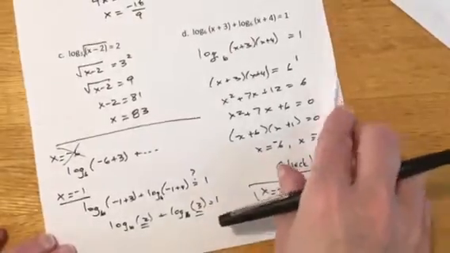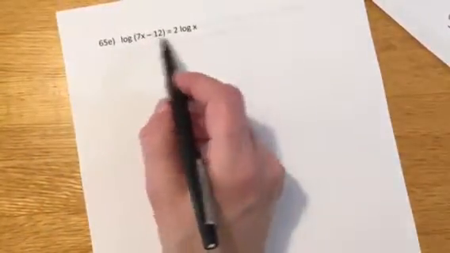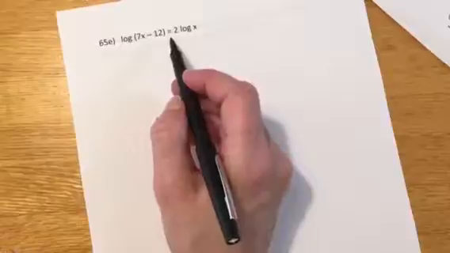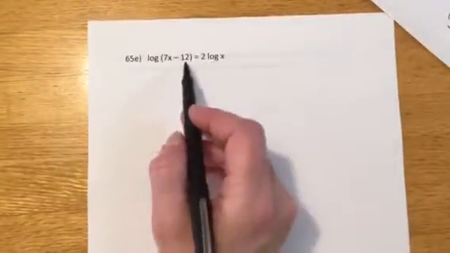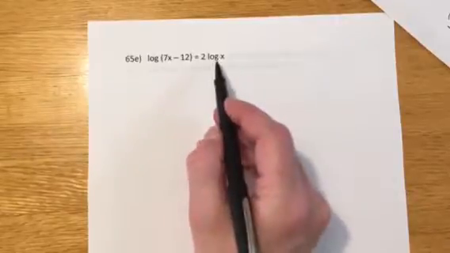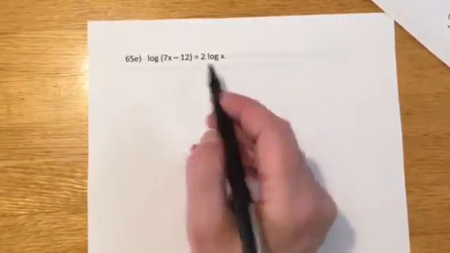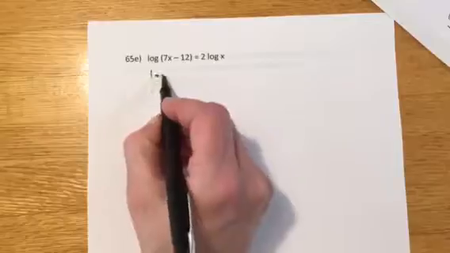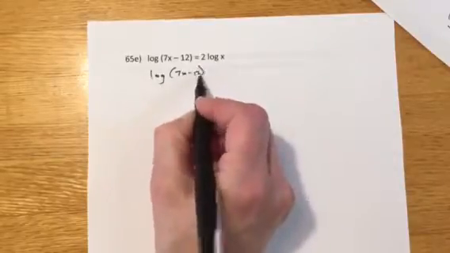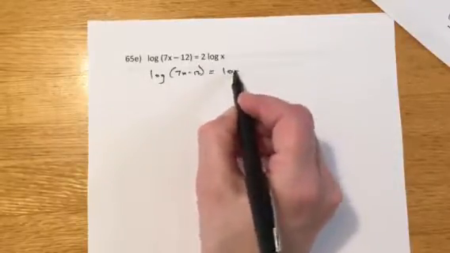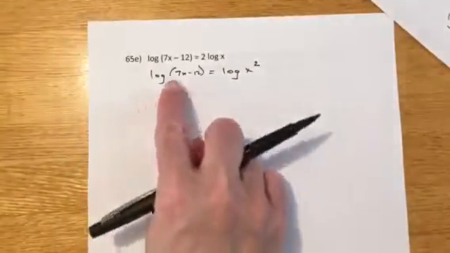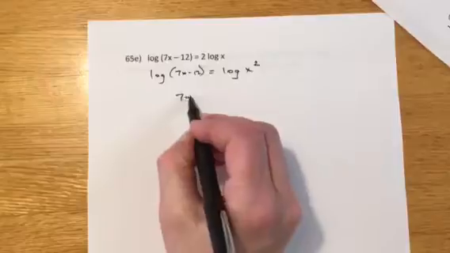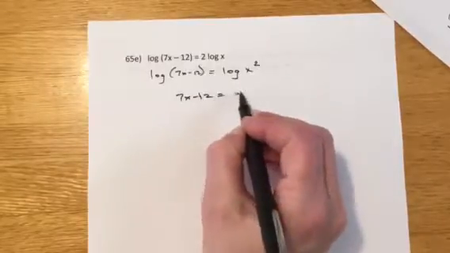And then finally for E, again, we have logs on both sides. We could try to combine them. But it might be a little bit easier since they're on opposite sides instead of moving one to the other side. If both sides are just log, then we can equate what they're taking the log of. So this is just log of 7x minus 12. Well, what do I do about the 2? Well, you can do a log property, and that would be log of x squared. So log of this has to equal log of that. So 7x minus 12 has to equal x squared.